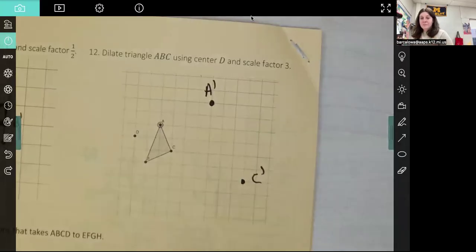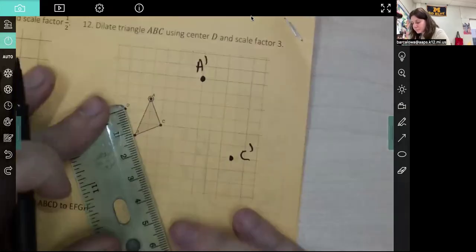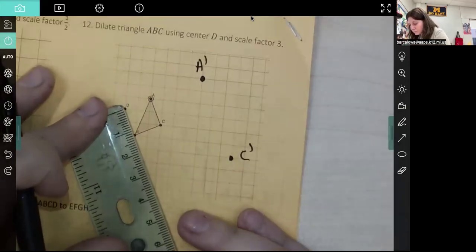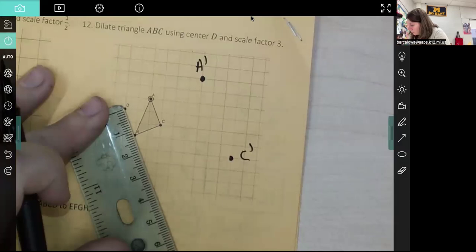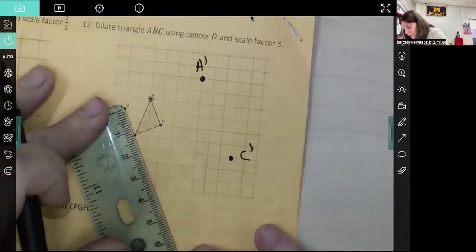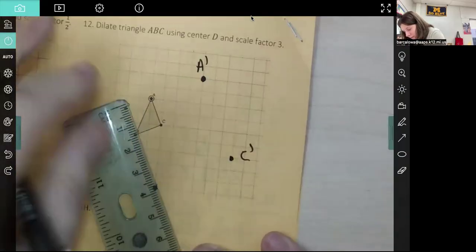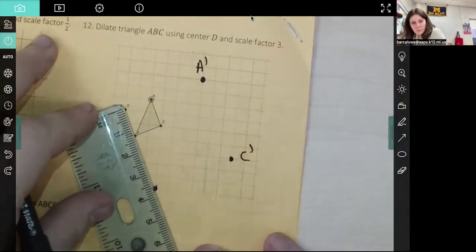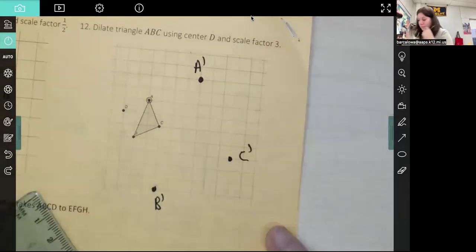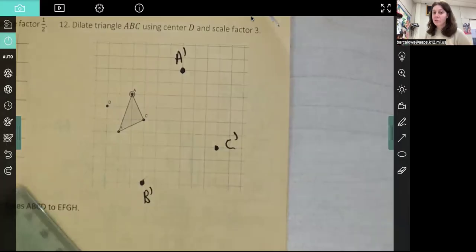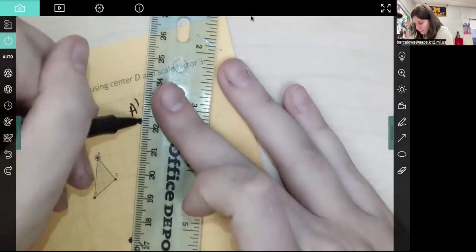From D to B, it's 1.2. 1.2 times 3 is 3.6, which would put me here. See that? Keeping my ruler in the same spot. There's B prime. Once I have all 3 points, now I can connect them up to make my triangle.